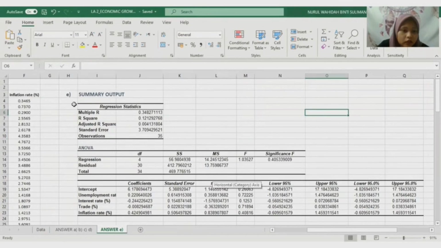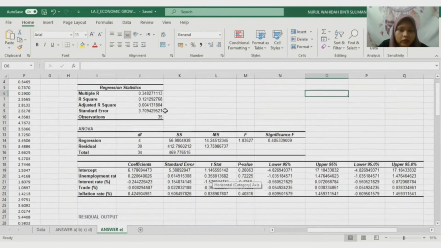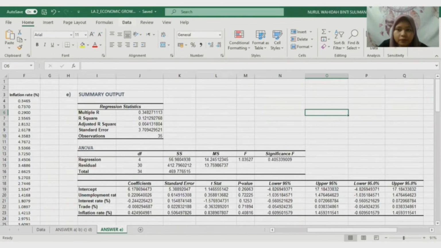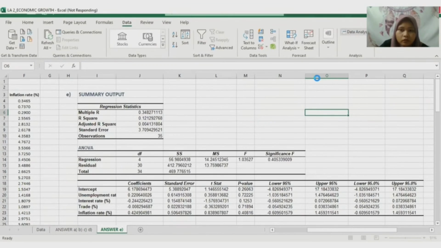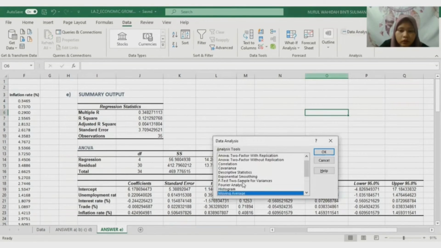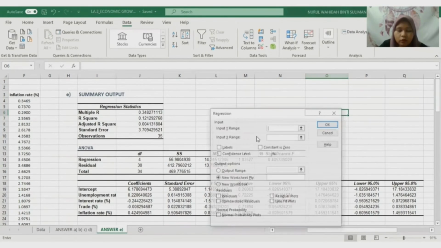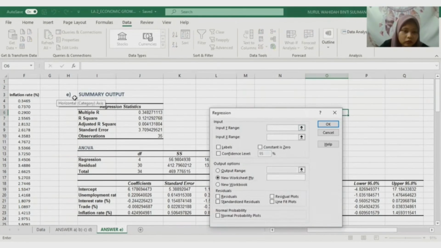And here is the answer for question E. This is a regression analysis we got from data analysis, and we choose regression, and we include the input for Y range and X range. Y range is growth and X is the other independent variables.